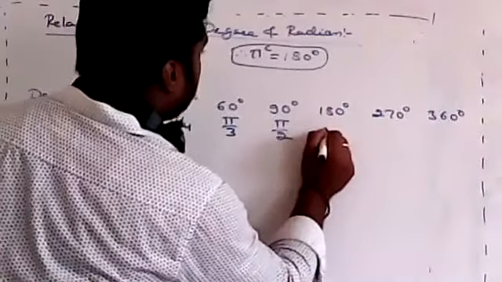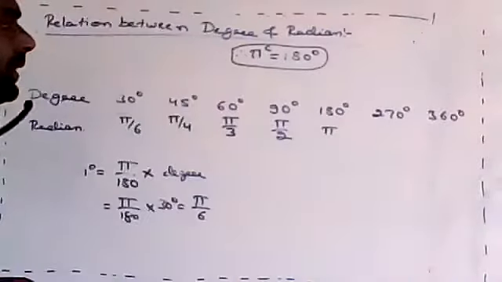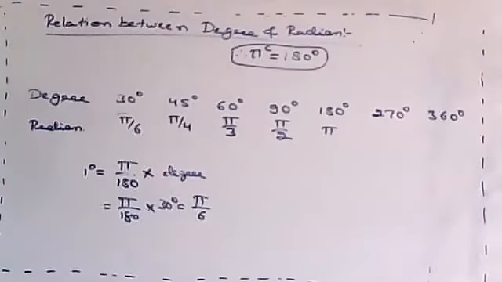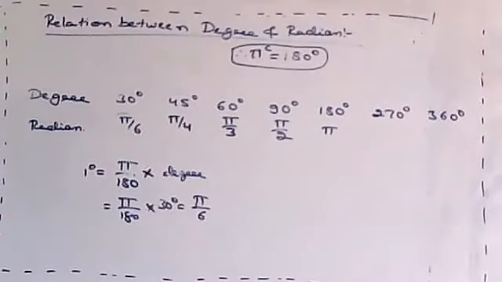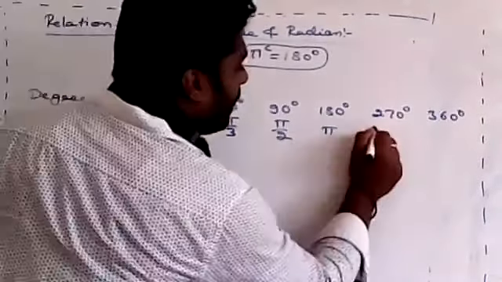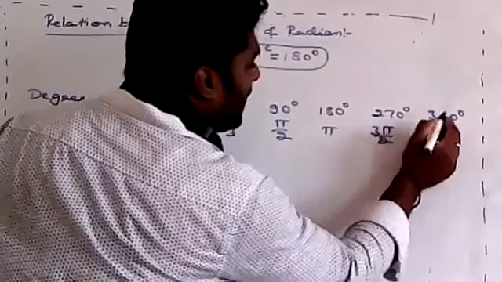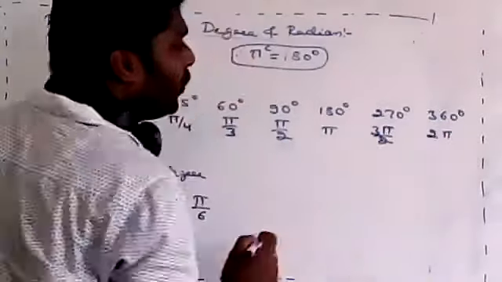This one is what? Pi radian. And what about the 270 degree? I would write 270 degree. Can anyone tell me what is the 270 degree? Yes, 3 pi by 2. Good. And the last one, 360 degree is what? 2 pi.